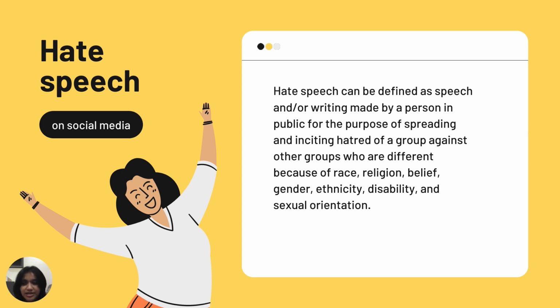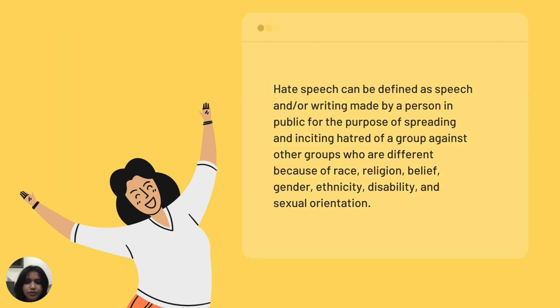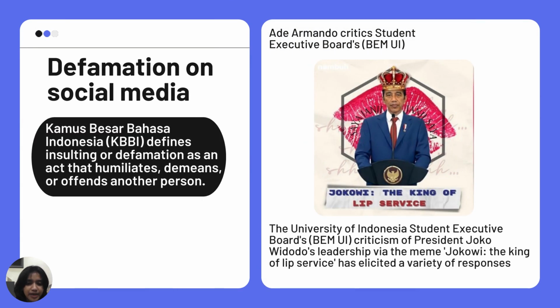So hate speech is the same as slander, libel, and also defamation, as you know, as the big point of this analysis. Next, I'll explain about defamation on social media.